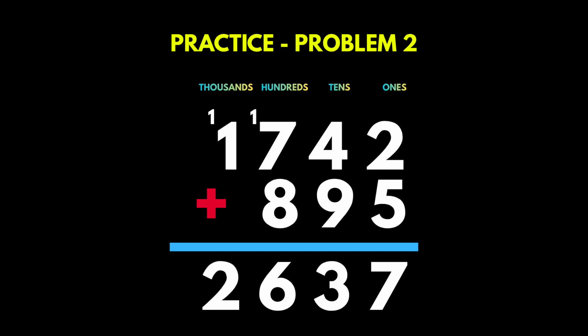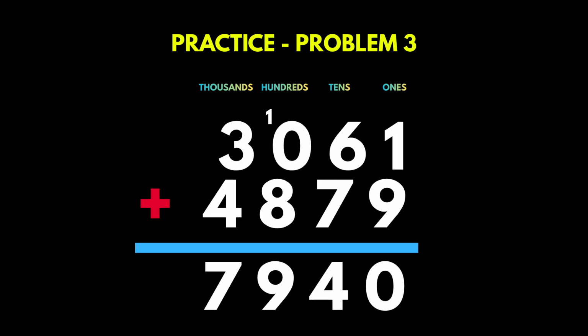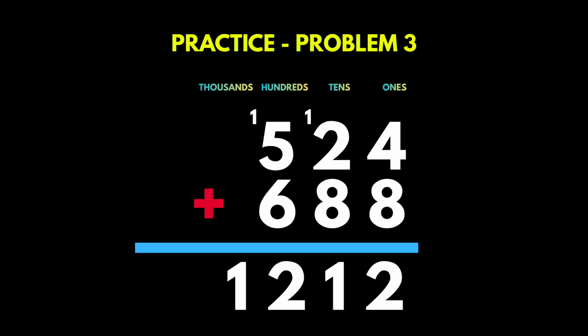1,742 plus 895. 2 plus 5 is 7. 4 plus 9 is 13. So again, write 3, carry 1. And 1 plus 7 plus 8 is 16. Write 6, carry 1. 1 plus 1 is 2. The answer is 2,637. Now that we've got the hang of it, I'm going to just give you the answers for problem 3 and 4. Problem 3, 7,940. And problem 4, 524 plus 688 equals 1,212 items.